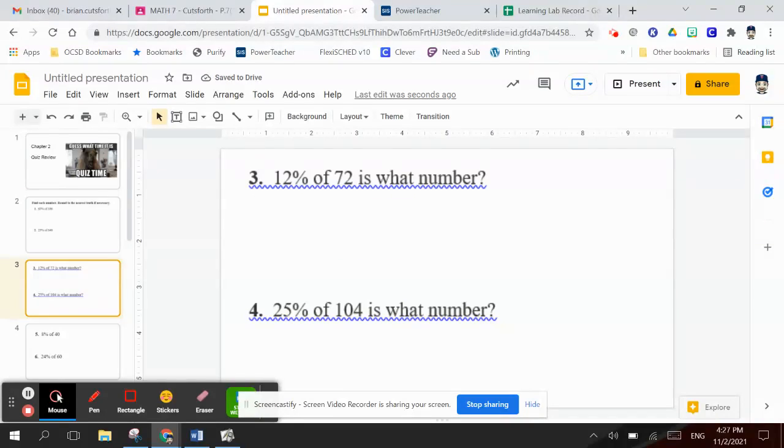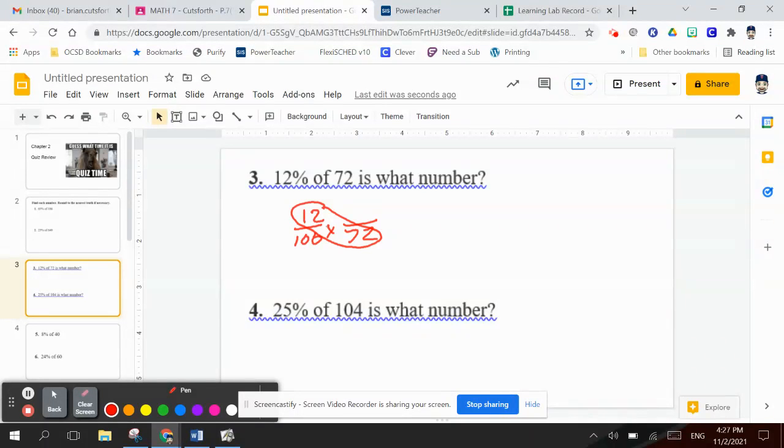Same thing here. 12% of 72 is what number? So again, I write it out as 12 over 100. That's my percent. 72 is my whole. So I multiply 72 times 12 to get 864. And I'm going to divide that by my one denominator, which is 100. I move my decimal 2 places over, 1, 2, and I get 8.64.